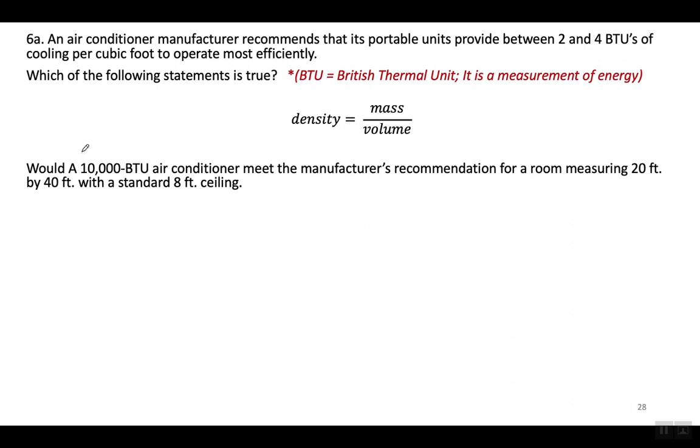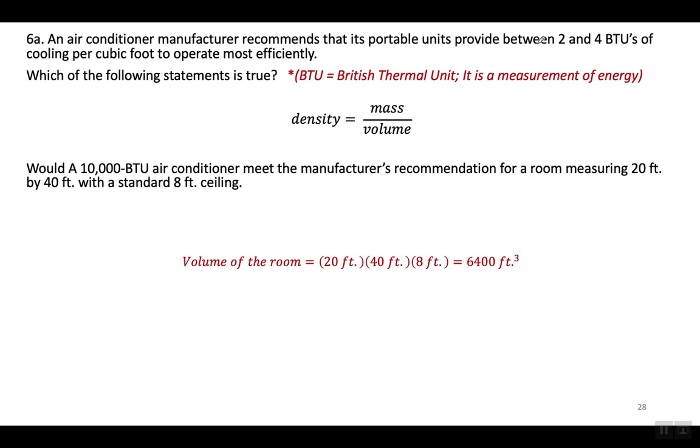Would a 10,000 BTU air conditioner meet the manufacturer's recommendation for a room measuring 20 feet by 40 feet with a standard 8-foot ceiling? Let me do the first example so you can get an idea what this is about. First thing you're going to do is calculate the volume of the room. The volume of the room is 20 by 40 by 8, so the volume is 6,400 cubic feet.